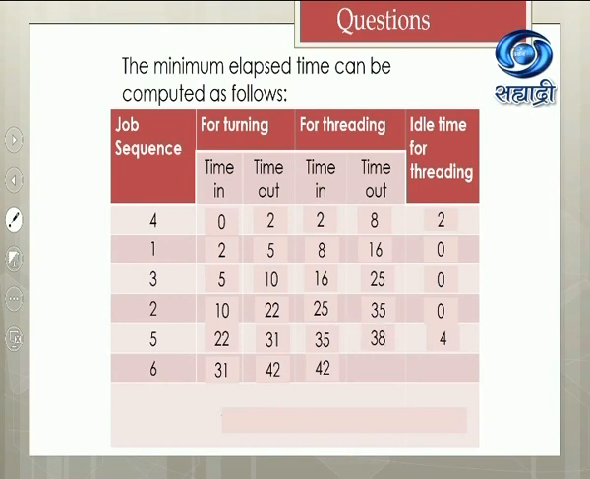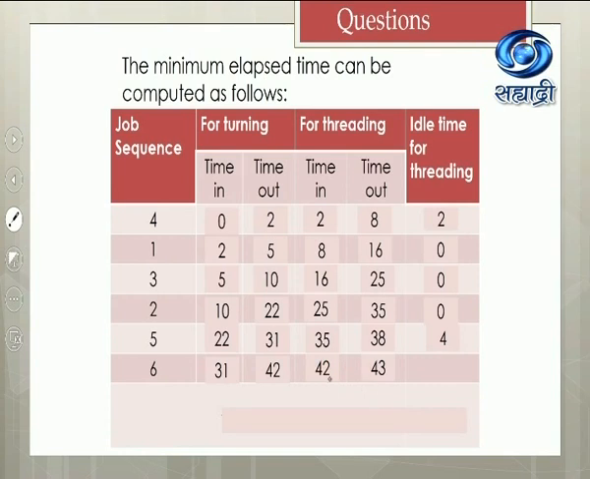But the last job which was completing for threading, it was 38. So as you can see, 42 is larger than 38. So that's why 42 we have written over here. And now 42 plus 1 is 43. So the last job, that is the 6th job, came out in 43 minutes.